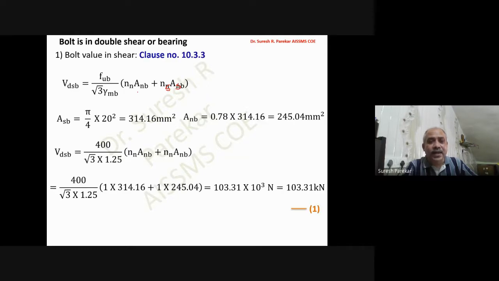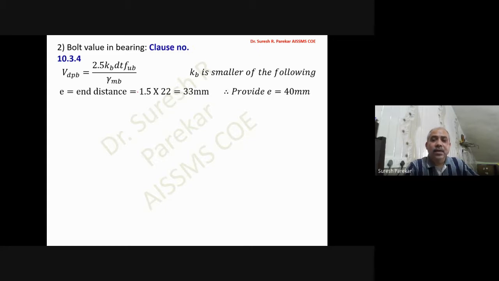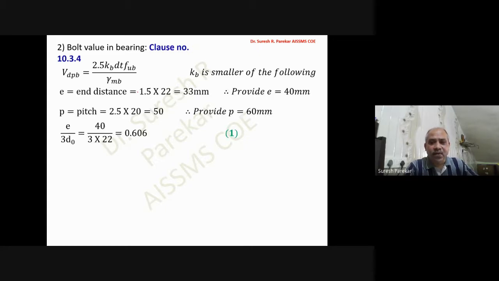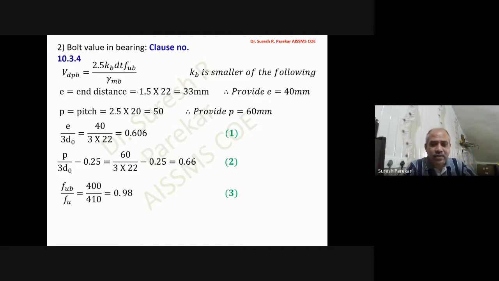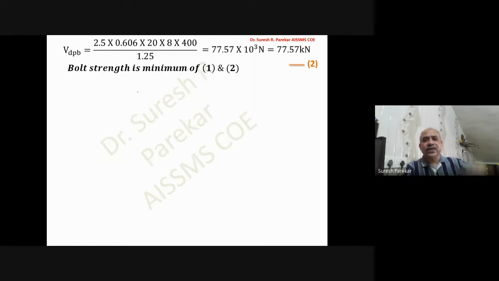And then we will find that is bearing. We know that is 2.5 kb d t fub, and for kb we have four formulas, four criteria we have to consider. One is end distance, second pitch, third is fub upon fu, fourth is 1. And we have to take the minimum of this, which will be 0.53. And then we have substituted, which will give us 77.57 kilonewton. So bolt strength is the minimum of this, and we have 77.57.